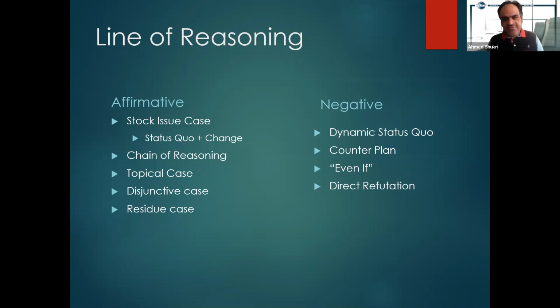However, if you're on the negative side, you're arguing for a dynamic status quo. You want to defend the actual current status, but to make it a little bit more dynamic, as if you are accepting some sort of change, but not a major change in the current status. Then you counterbalance the plan proposed by the affirmative team. Then you use what we call the even if argument.